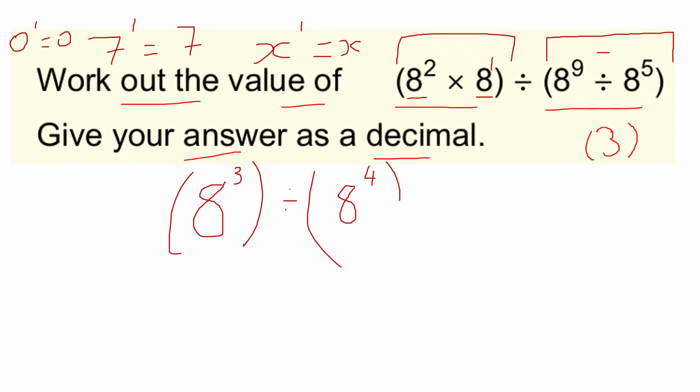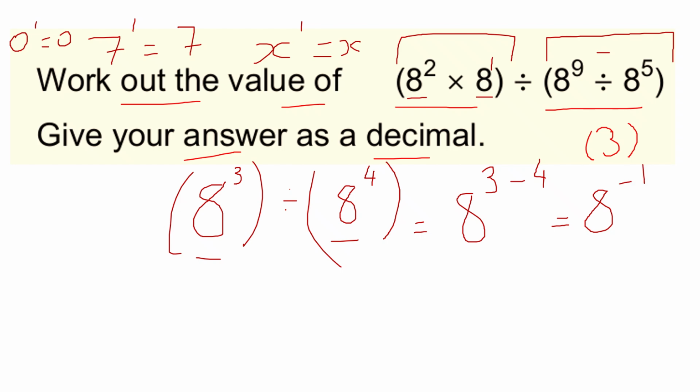So we've got 8 to the power of 3, or 8 cubed, and we're dividing it by 8 to the power of 4. Finally, when I'm dividing with the same base, I'm going to subtract my powers. So it's 8 to the power of 3 minus 4, and 3 take away 4 is minus 1. So we have 8 to the minus 1.